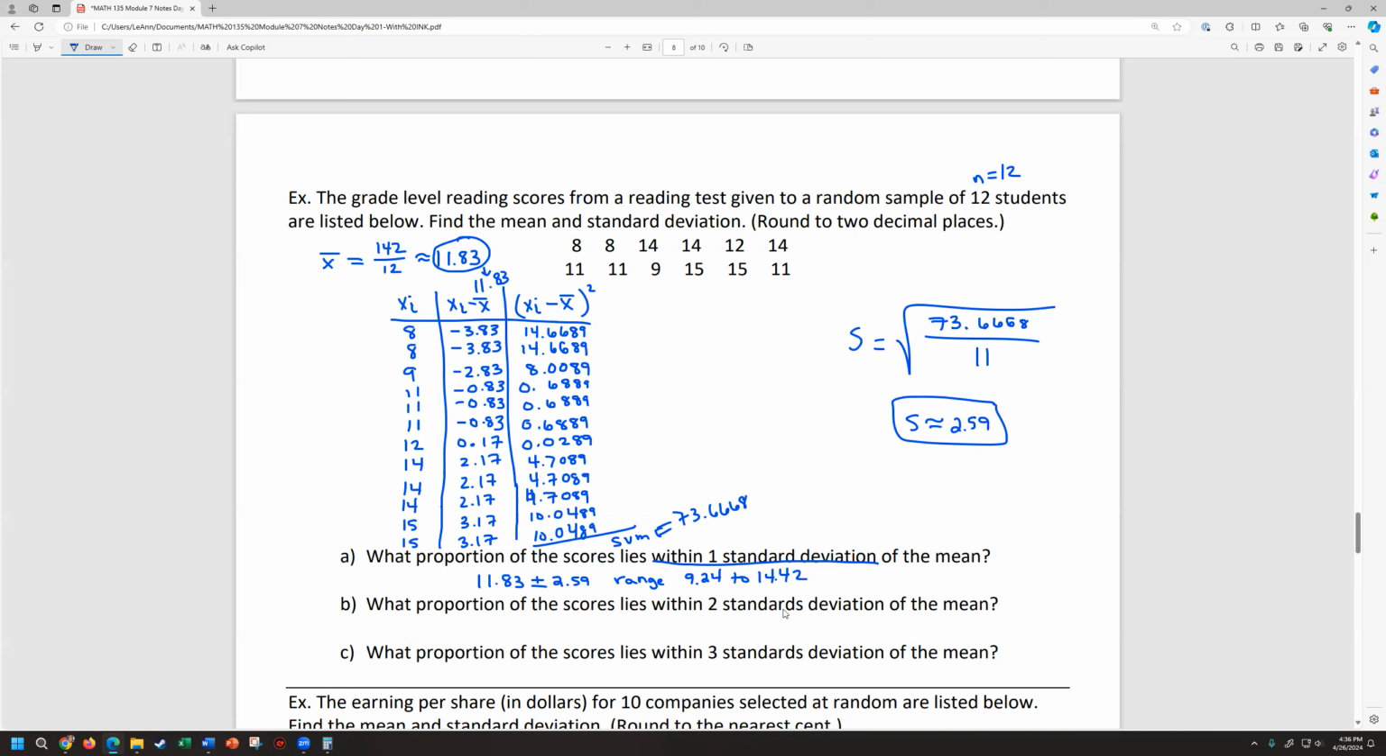That's how we say that. So then you look up here and you say, well, which numbers are going to be in this group? Well, it can't be 8 or 9, because it starts at 9.24. So 9 is too low for that.